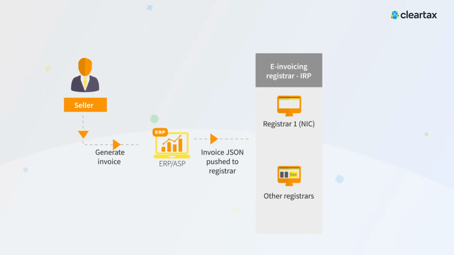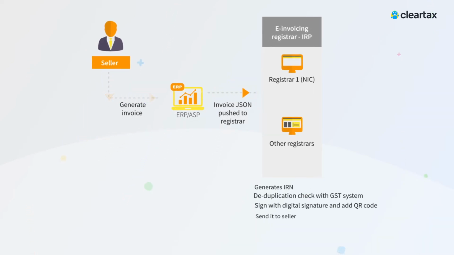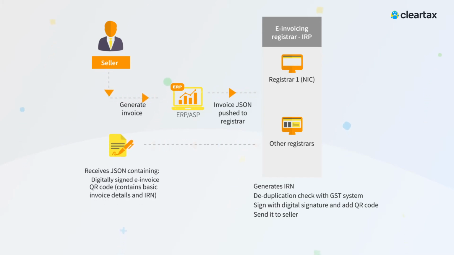After this, IRP will generate the invoice reference number, which is the IRN, for that invoice and digitally sign the invoice with a QR code, which will contain all the key information of the e-invoice. Once the IRN is generated, IRP will push the digitally signed JSON along with the IRN and QR code to the seller.